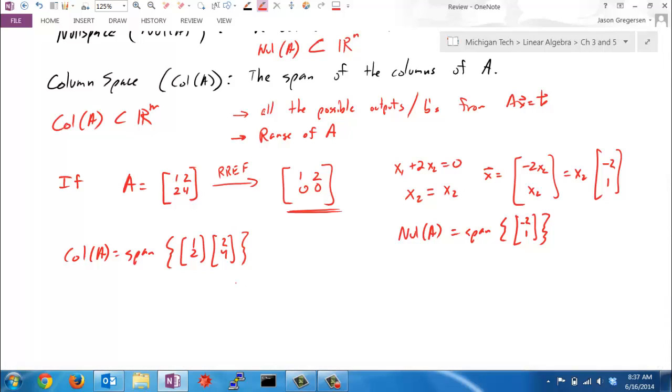Because are those two vectors linearly independent? They're not. In fact, the span of those two vectors is the same thing as writing the span of this one vector. Right? Because 2, 4 is just a multiple of 1, 2. So what I'm trying to do when I find the column space is find a basis for the column space. So the column space is the span of the columns, but a basis for the column space are just the linearly independent columns.